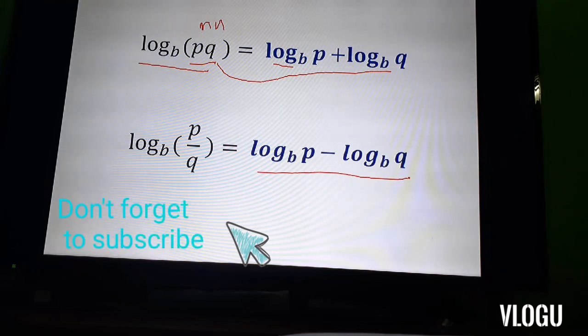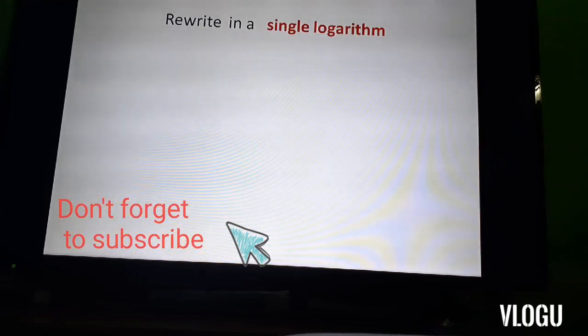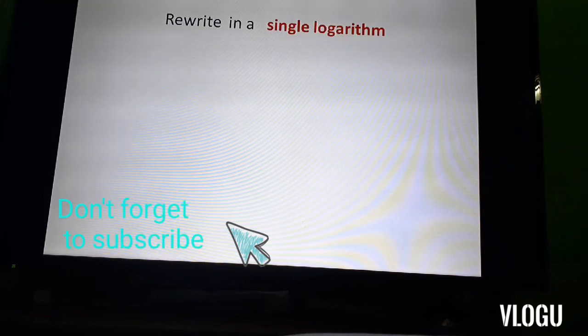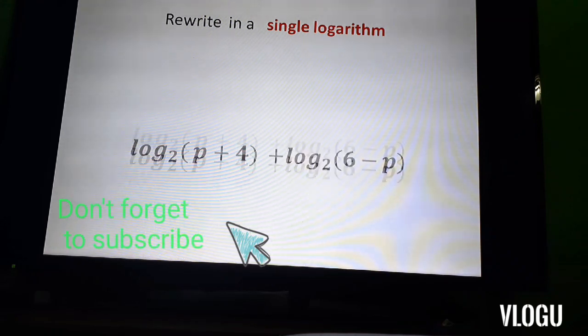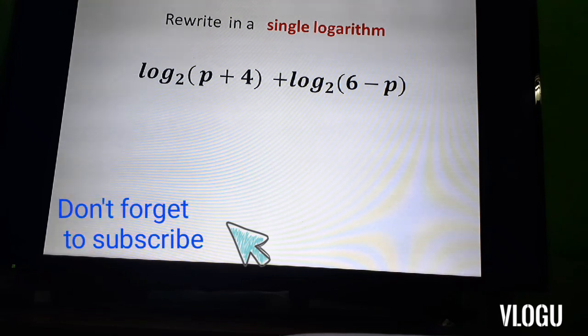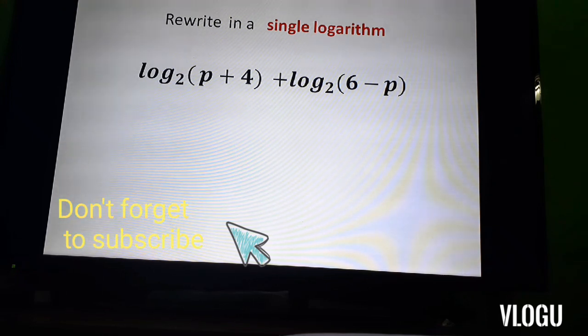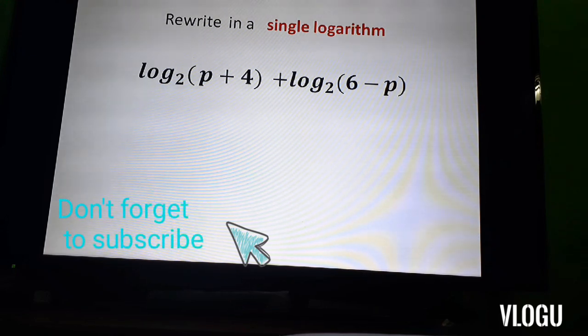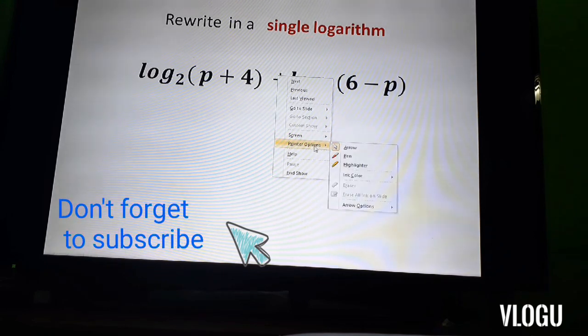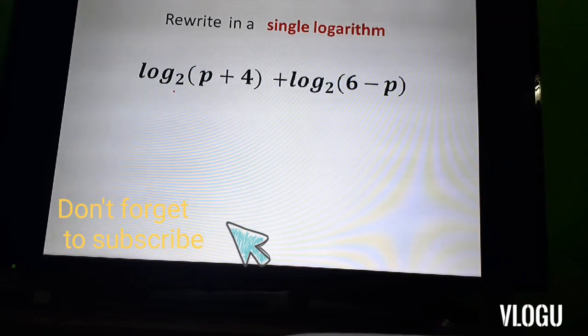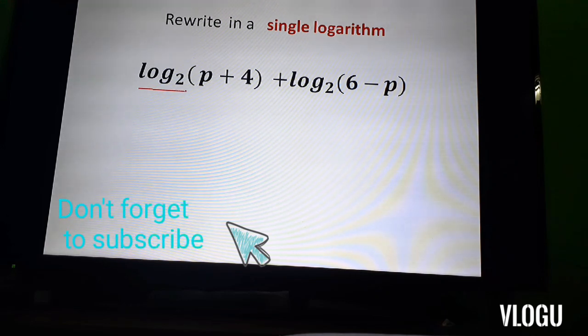Para mas maintindihan natin, let us have an example. Okay, our problem is to write these expressions in a single logarithm. So this is my problem. We have log P plus 4 to the base 2 plus log 6 minus P to the base 2. Tandaan, yung ating pong formulas kanina is applicable only pag magkaparehas ang kanilang base. So, nagkataon na ang ating base dito ay parehas number 2. And therefore, pwede po natin ma-apply yung unang property na binigay sa atin.